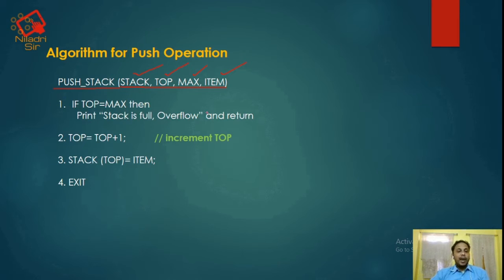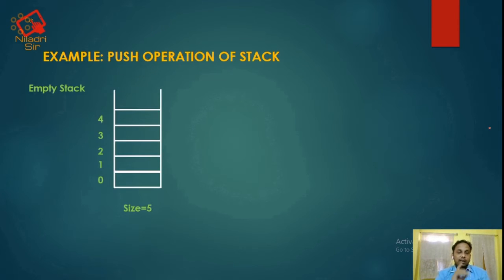If top equals max, then print stack is full, or overflow. Before discussing the algorithm, I am giving you an example. You can see this is an empty stack. These are the index values, 0, 1, 2, 3, 4, and the size of the stack is 5. As you can see, the stack is empty. So there are no elements in the stack.